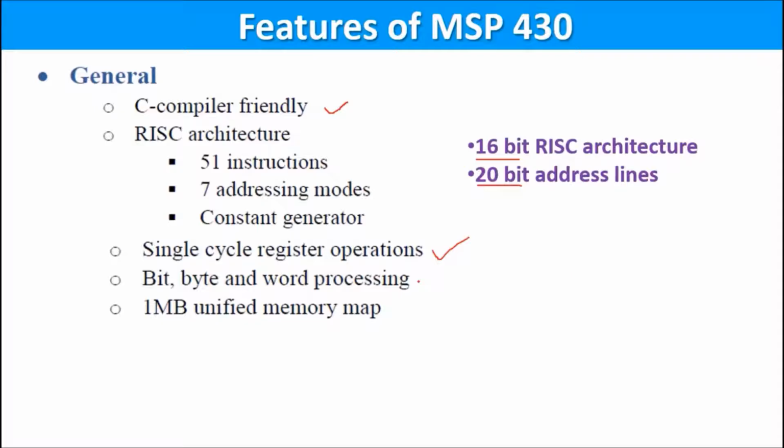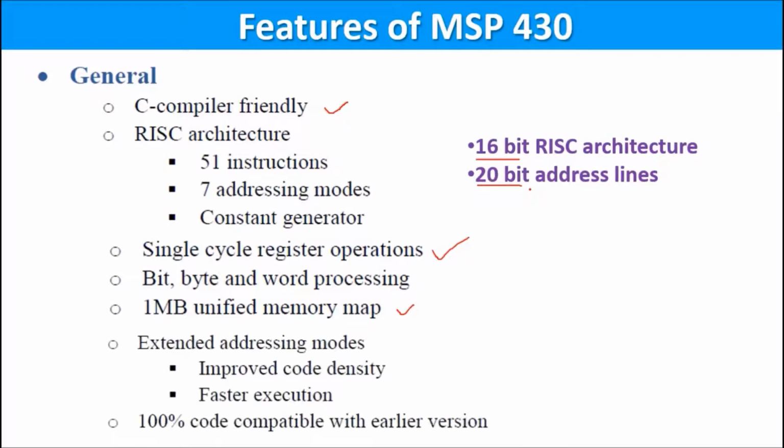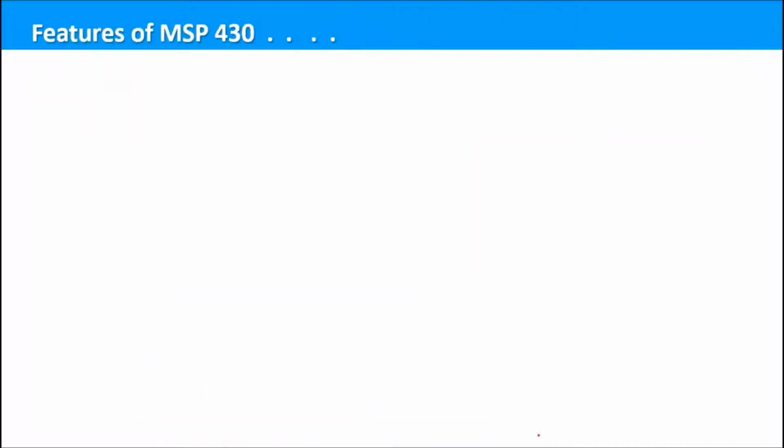Then bit addressing, bit processing is possible, byte or word processing is also possible. 1 megabyte unified memory map because the address bus size is 20 bit. Extended addressing modes are available, which will improve the code density. Then faster execution of instructions is possible. 100% code compatible with earlier versions. So any program can be executed on the previous version of this MSP430.